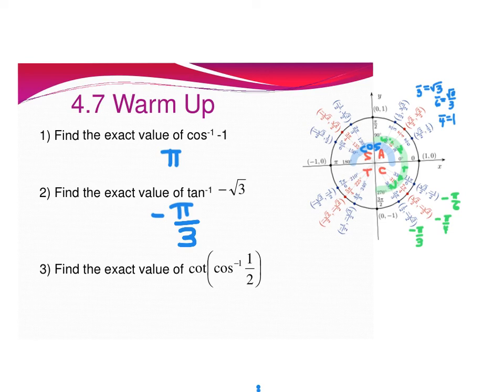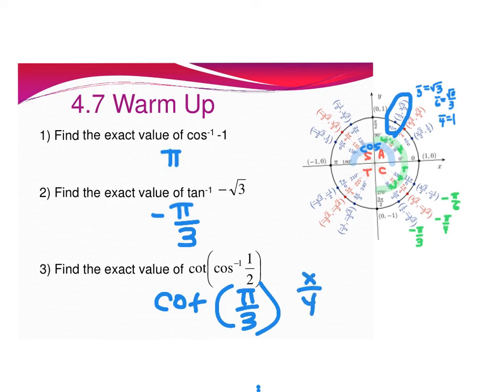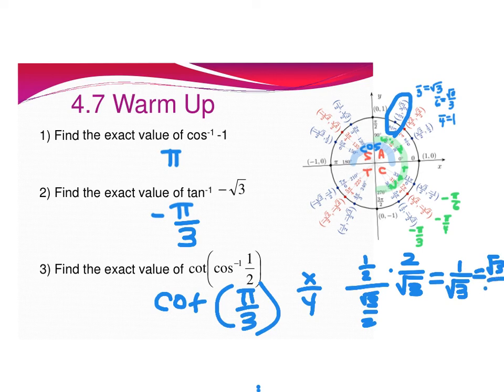So if I said cosine inverse of 1/2, I'm looking for where my cosine is 1/2, which happens here at pi over 3. And then I'm asking for the cotangent at pi over 3. Cotangent is adjacent over opposite if you're using a triangle. But it is x over y. Root 3 over 3, right? You're going to take that root 3 and flip it. Or do the x, 1/2, over the y. Keep, change, flip. There's a lot of different ways to do this. 1 over root 3, which is root 3 over 3.